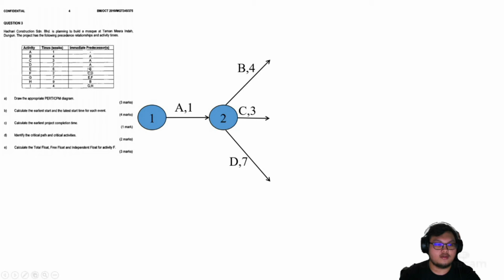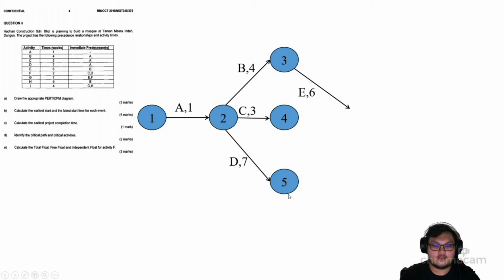E, predecessor from B. This is the line of B, so we put the event here, we draw the line and we put an E here. 6. F comes from C and D. Actually they come from the same event, so they cannot end with the same event. We must put a dummy. So this is 4 and we put 5 here for event 5.